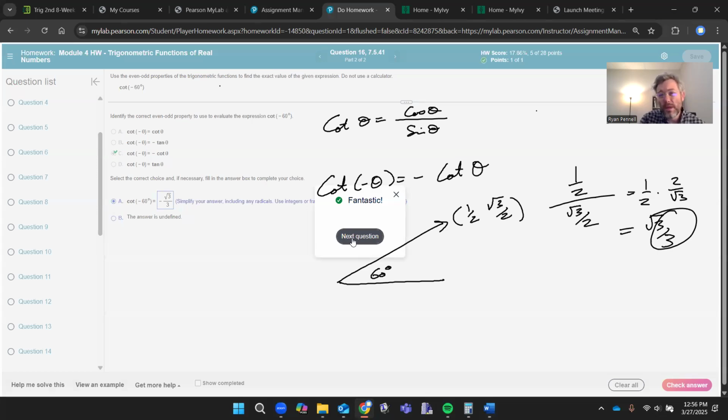Okay, hope that helps with even and odd functions. It comes up in the homework, so I'm just hoping that that kind of helps out. So anyway, hope that helps.